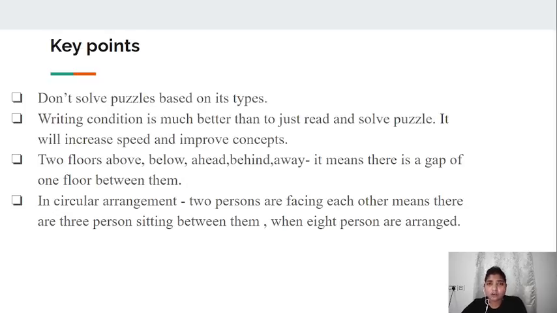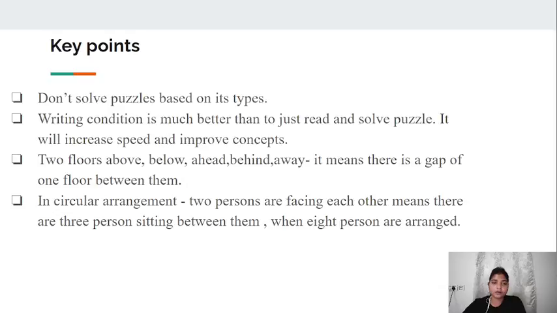Just reading and solving a puzzle is actually a very old method. If it is an RRB clerk level puzzle or even an SBI clerk level puzzle, you can solve it by just reading and solving. But if you want to solve IBPS PO or any PO level puzzle, you better write conditions and solve it. And nowadays you don't even need multiple possibilities or double possibility solutions. You can even solve a puzzle using a single possibility using the finger rule.